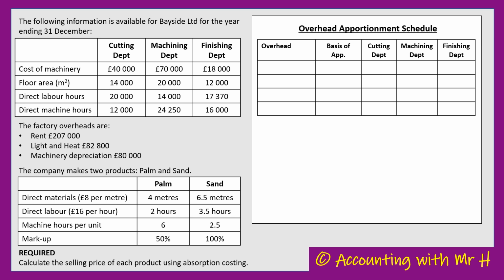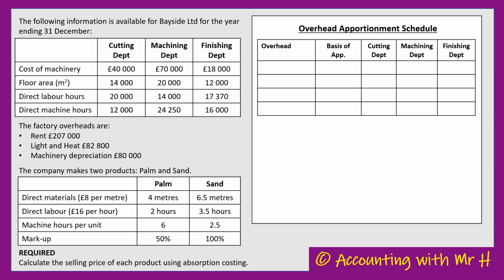So there's quite a lot going to be going on in this question. But it will be useful to see the process of how we use absorption costing to calculate the cost of a product and then the selling price. So over on the right hand side, you'll see I've already laid out an overhead apportionment schedule. And this is the first thing I'm going to do. I'm going to need to find a way to apportion, which just means share out, the overhead. So those bullet points on the left hand side, the rent, the light and heat and the machinery depreciation, I need a way to share these out between each of the three departments.